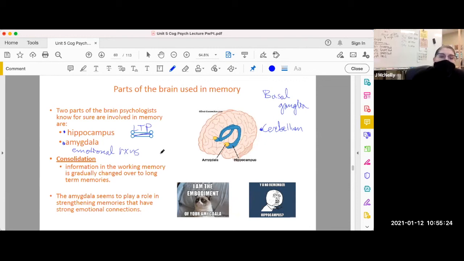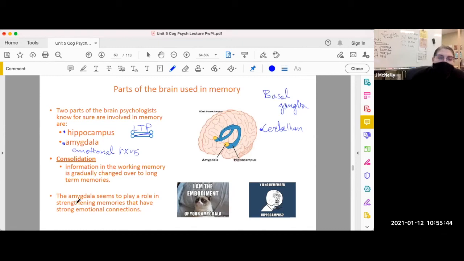Okay, consolidation is when the first step of memory, the working memory, is eventually encoded and moved over into long-term memory. So consolidation is simply the movement of information from non-permanent storage into permanent storage.